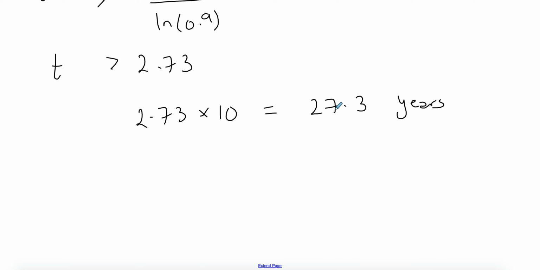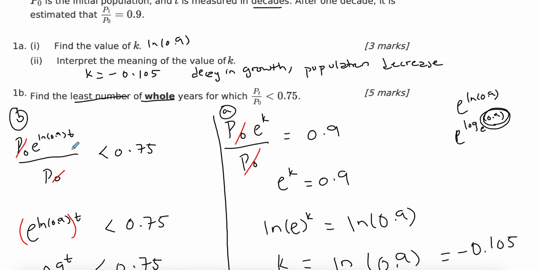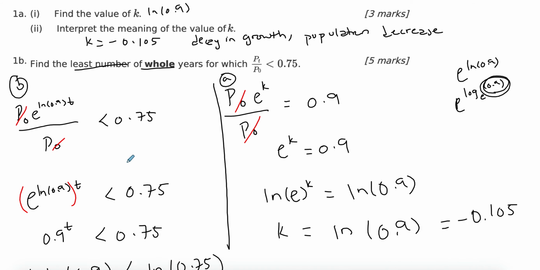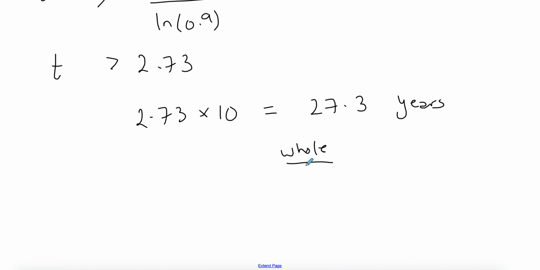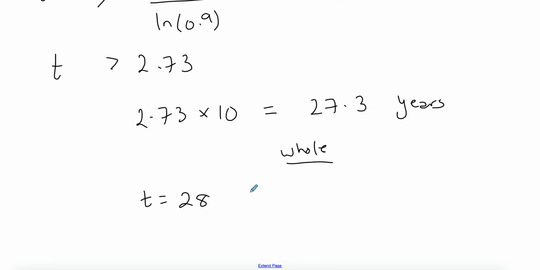But if I just pick 27, because we need whole numbers, so if I round down, 27 is going to be too low, and I won't reach the value that I need. The ratio won't be less than 0.75. It will actually be more, which means my t has to be equal to 28. So you will not be substituting 28, because remember t is in decades. You will be substituting 2.8.